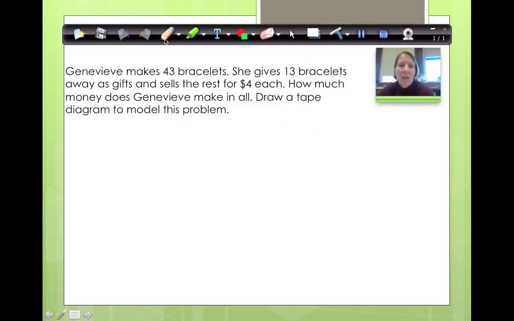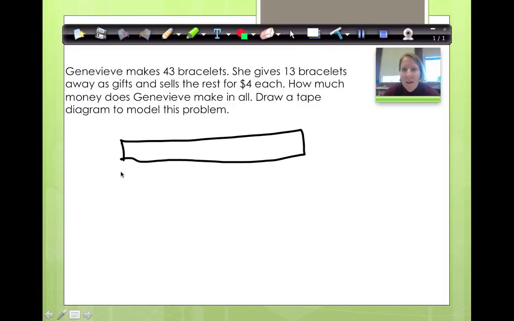Okay, this one's about Genevieve. Genevieve makes 43 bracelets. She gives 13 bracelets away as gifts and sells the rest for $4 each. How much money does Genevieve make in all? Draw a tape diagram to model this problem. All right, tape diagram. Here we go. Now she makes 43 bracelets, but she gives 13 away. Okay, but she sells the rest for $4 each.